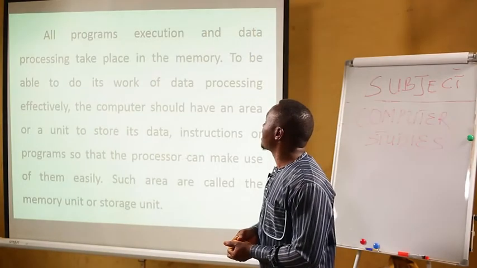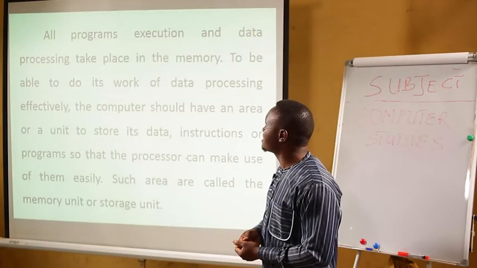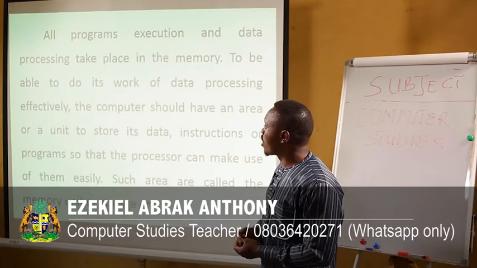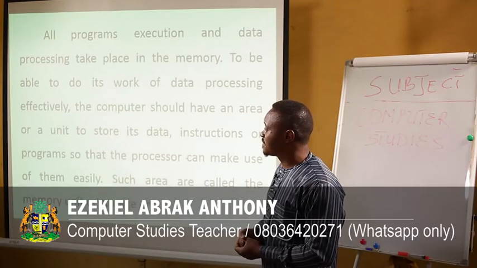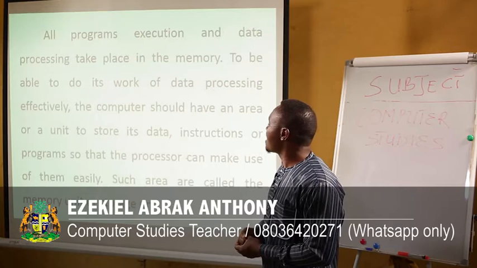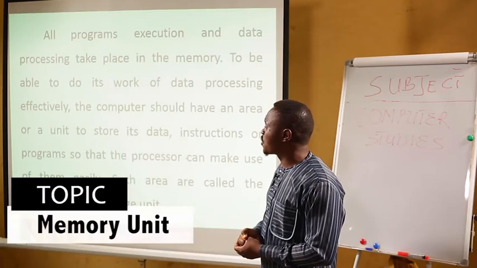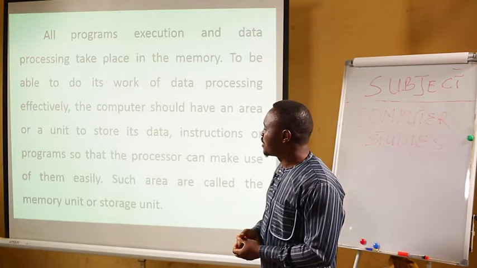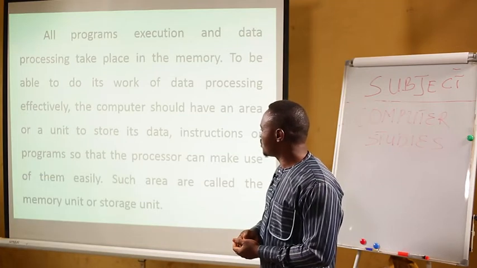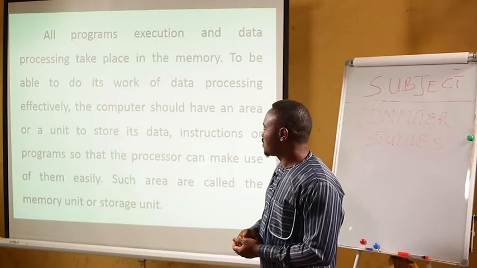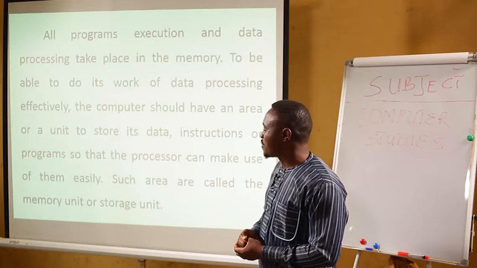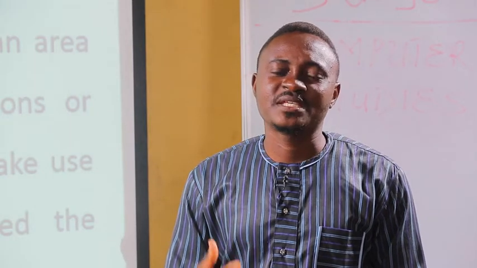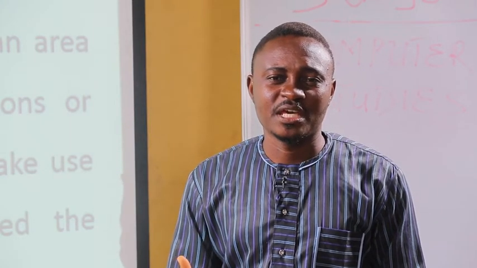Programs, execution, and data processing take place in the memory. To be able to do its work of data processing effectively, the computer should have an area or a unit to store its data, instructions, or programs so that the processor can make use of them easily. Such areas are called the memory unit or the storage unit. Your computer system works in this way.